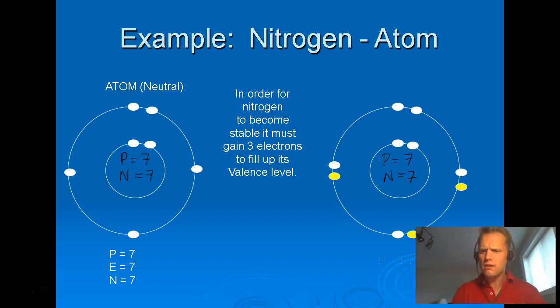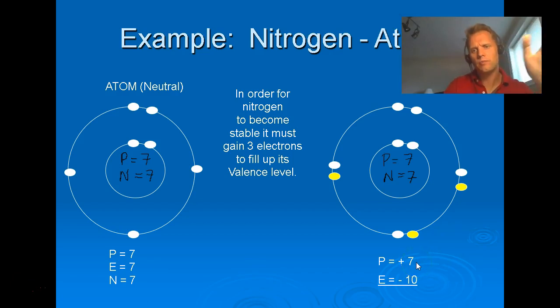Now, is it neutral now? No, it's not. It's not neutral because it has 10 electrons and 7 protons. So what does it have more of, electrons or protons? It has more electrons. How many more? 3 more. So the charge of the nitrogen atom is 3 negative.